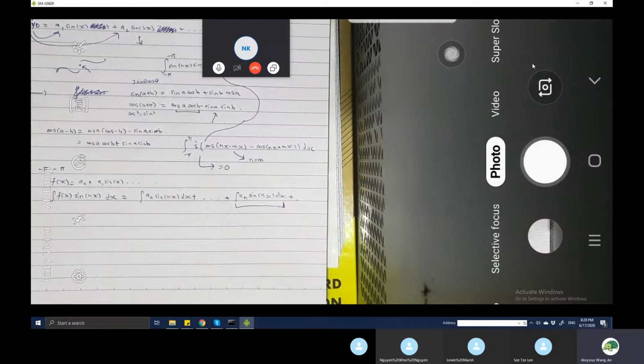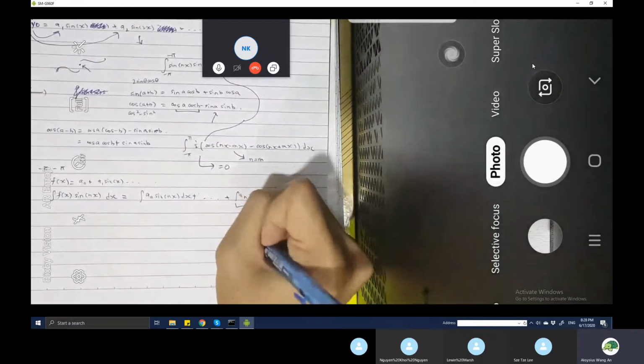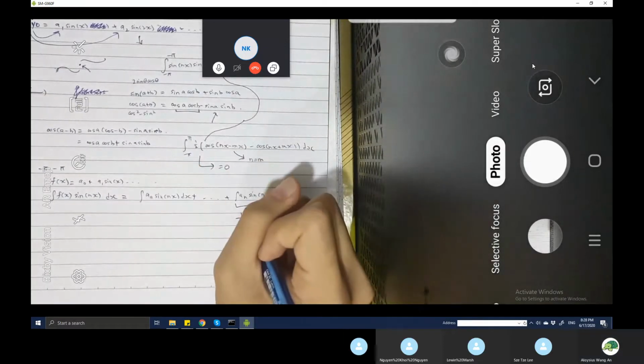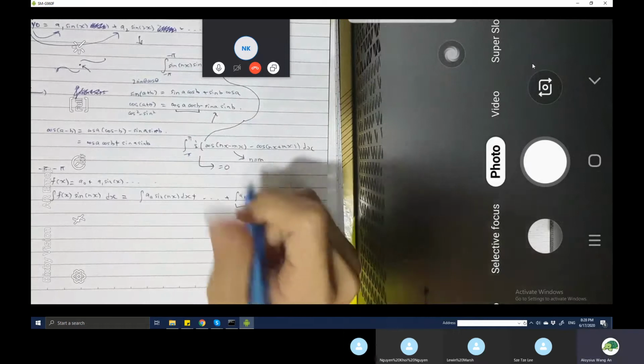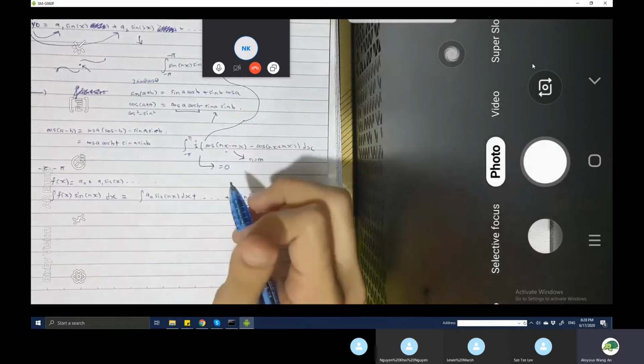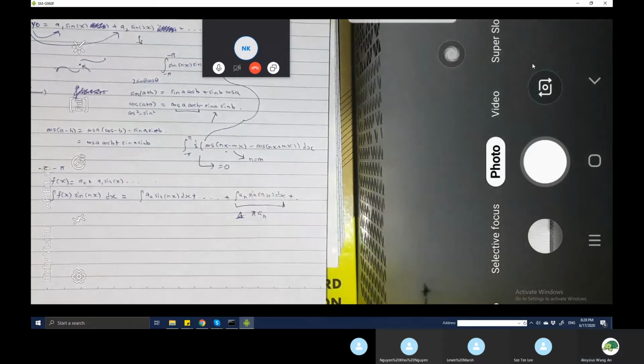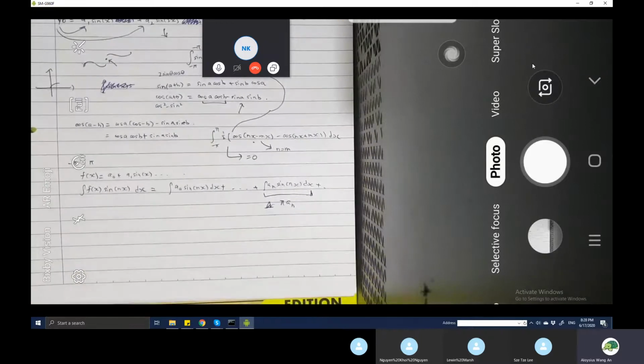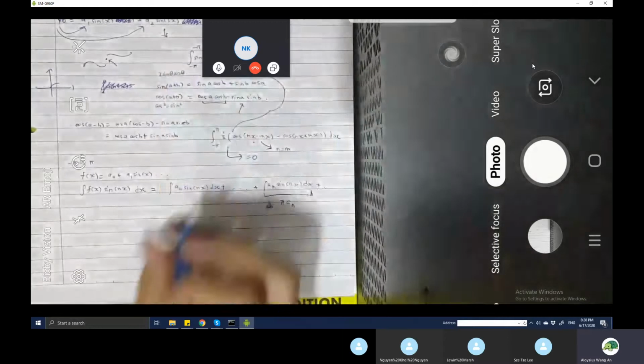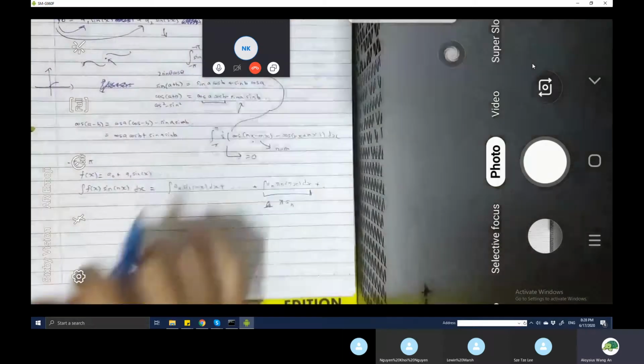And the specific value of this is going to be, looks like 1 over, so this becomes a half, it's going to be equal to pi times an. So this is the basic idea behind the Fourier series, and this particular property over here is what we call orthogonality.